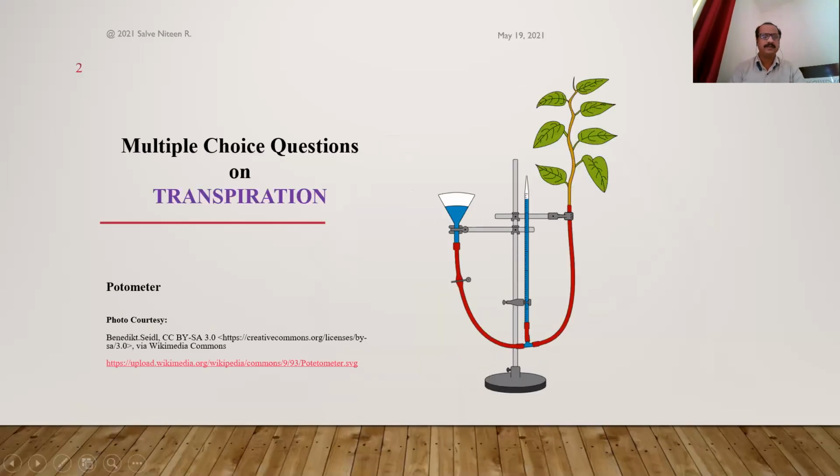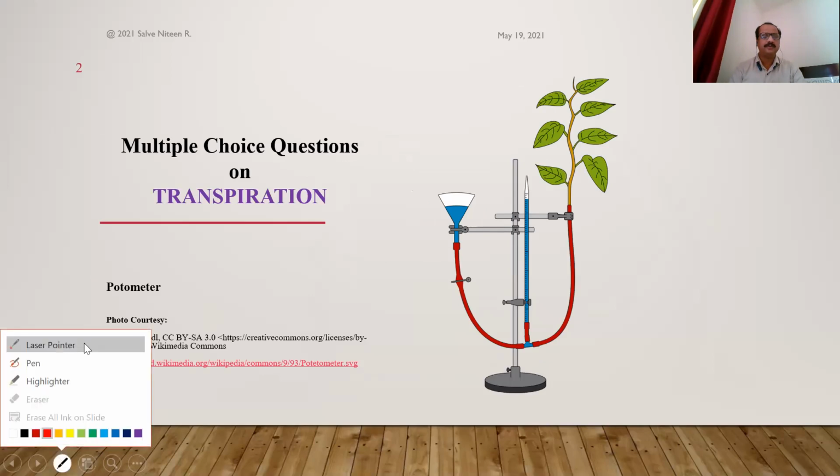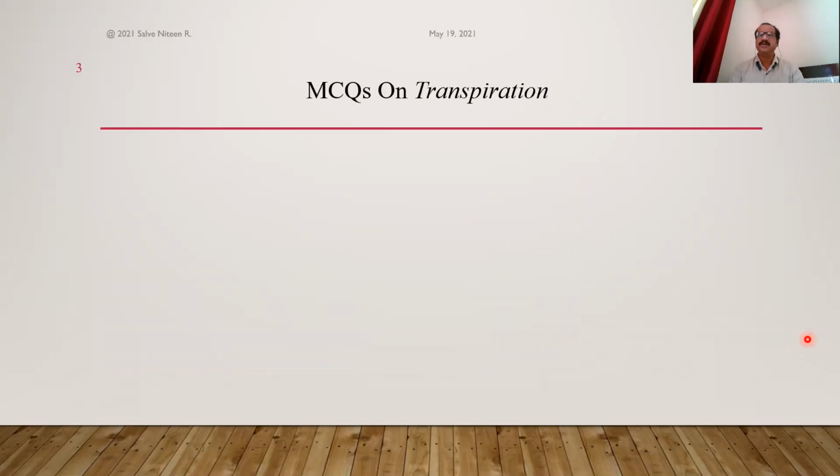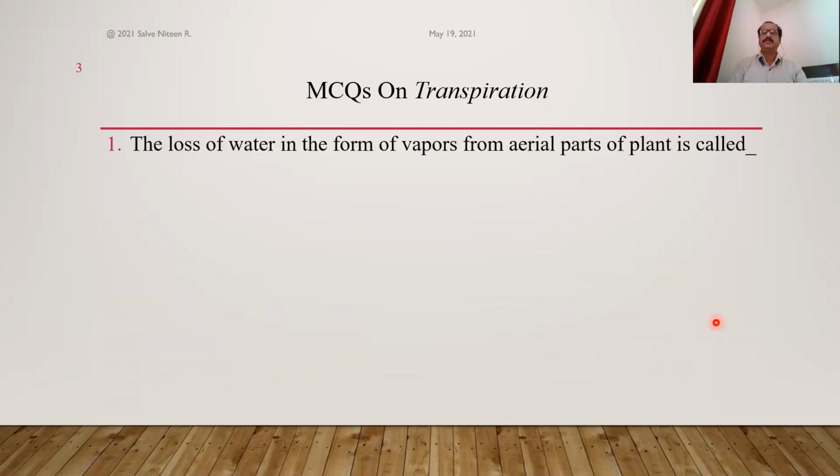You can see here a beautiful instrument called a potometer, an instrument used to measure the rate of transpiration, the speed of transpiration. When there is water loss from the shoot system, that water loss is measured by this instrument. For representing this phenomenon, I have used this image. So we'll begin with our question answer session, starting with the first question.